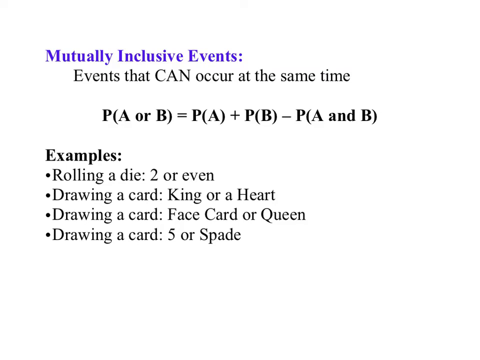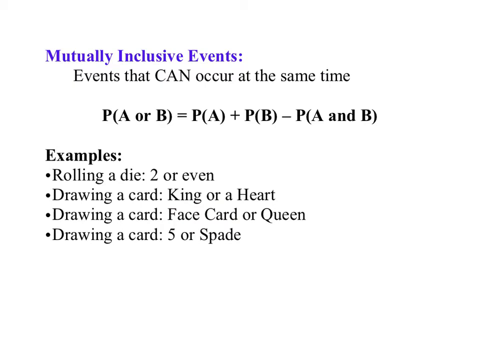Inclusive events mean that they can happen separately, but they can also happen at the same time. So that might be rolling a die, getting a 2 or an even value. Notice that 2 is an even number, so these two events can happen at the same time. Drawing a card, getting a king or hearts, you can have them as separate events, but you also have a card that has both king and heart on it, so it can happen at the same time. Same thing with face card or a queen. Queens are face cards, so those two events can happen at the same time.